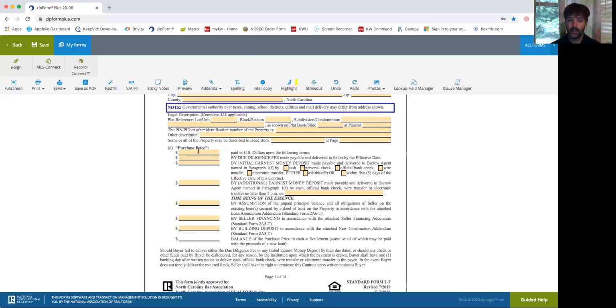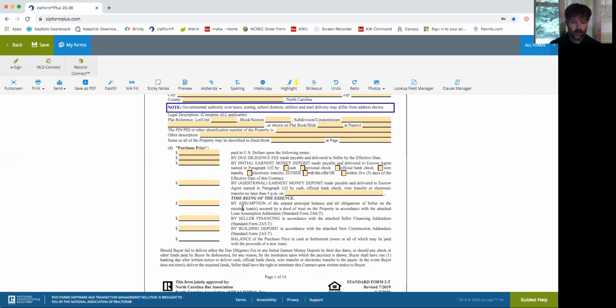Now, your purchase price goes on this first line, and then any due diligence or earnest money will go on the next couple of lines. Be sure to mark how you're going to deliver that earnest money check. If you want to do additional earnest money, you can do so. Remember, this is a time is of the essence date. So if you're going to drop in an additional earnest money there, you can do that.